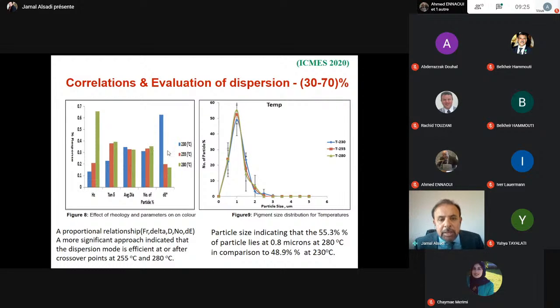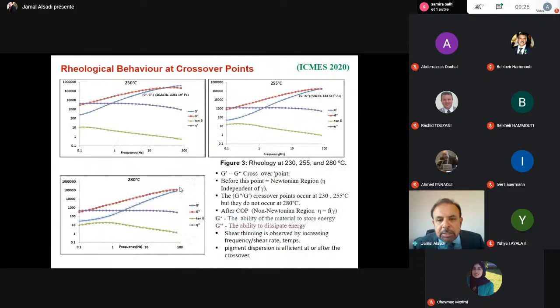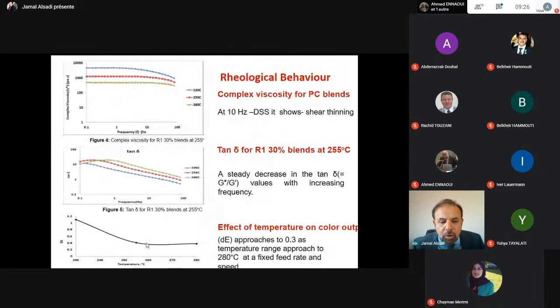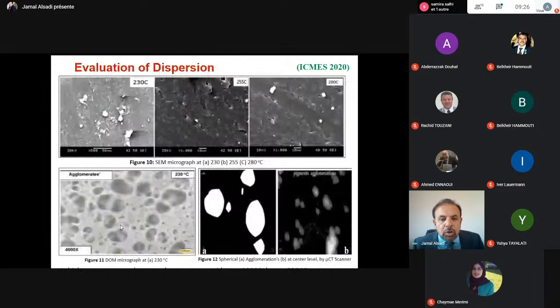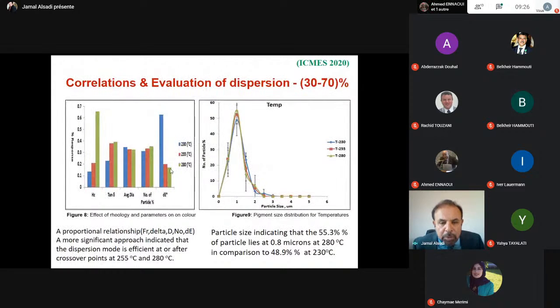Same here. Finally, this is the most important, the color value. When we increase, for example, the temperature to 280, the green one, we get lower DE, as we see in this graph before, which shows the general trend. So at 280 or 255, you see the color value is low. So the color value when we increase the temperature is low, compared with 230, which shows a higher value of the color.